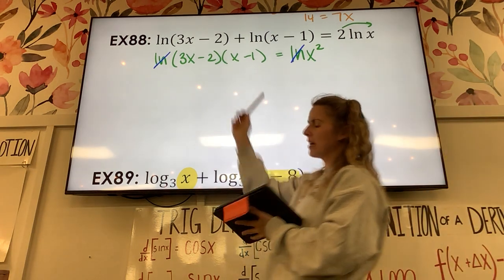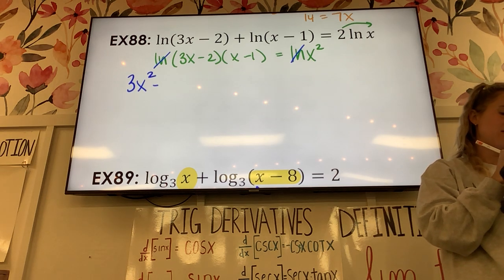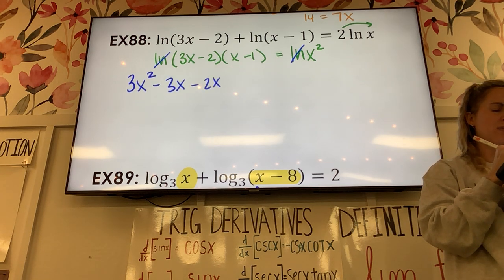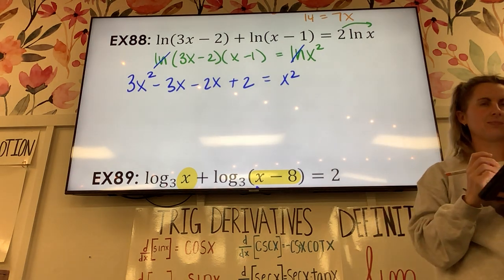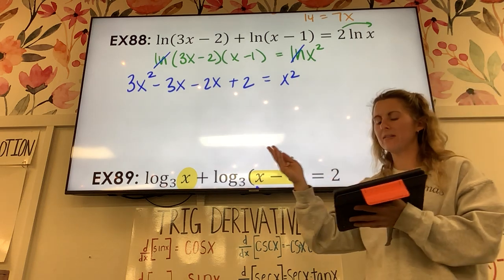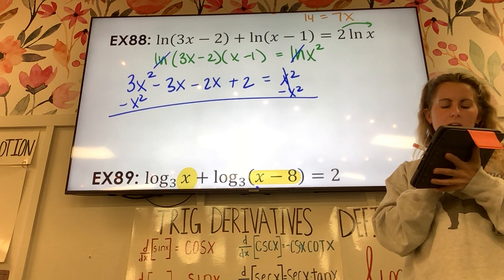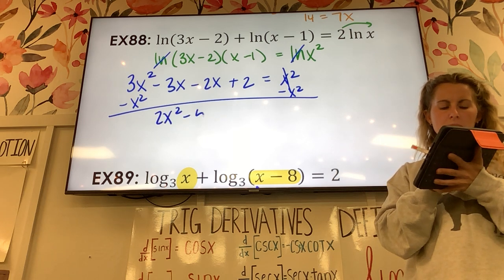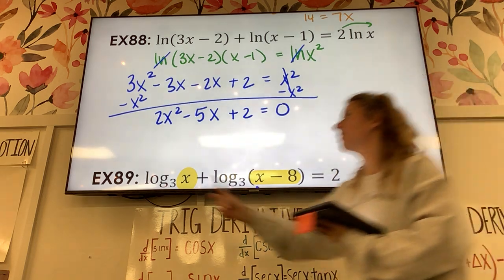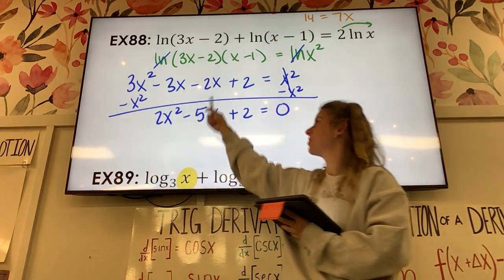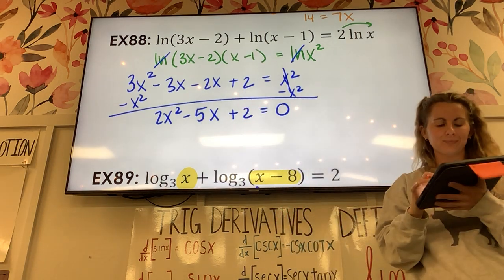This guy right here, you are going to have to FOIL, so don't forget to do that step. 3x squared minus 3x minus 2x plus 2. And then over here, I'd have an x squared. Because you have a squared, we do need to move everything to one side. So 2x squared minus 5x plus 2. All right, so 3 minus 1 is 2. I combined those guys and got -5, and then the 2 just dropped down. Yeah, so this is a bottoms up.